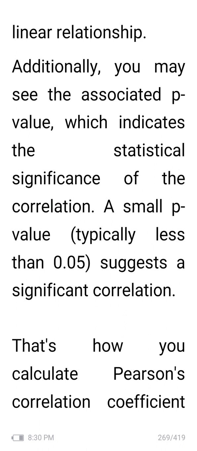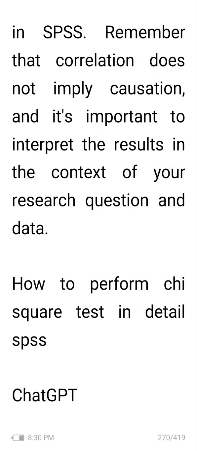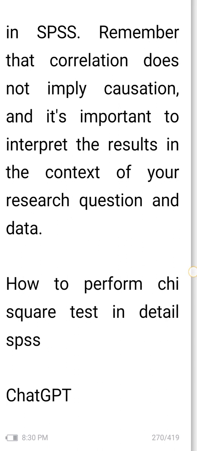So that's how you calculate Pearson's correlation coefficient in SPSS. Remember that correlation does not imply causation, and it's important to interpret the results in the context of your research question and data. Then once again, we are going to learn about how to perform the chi-square test in detail.